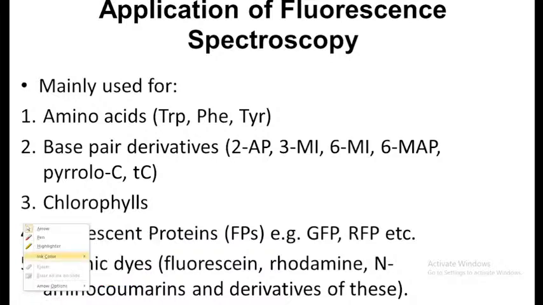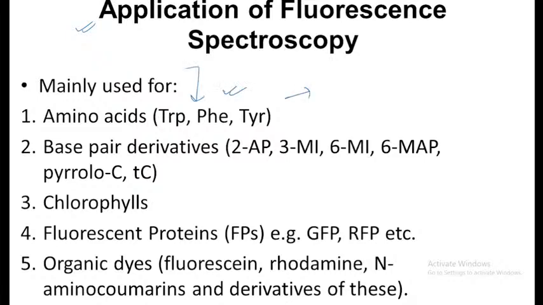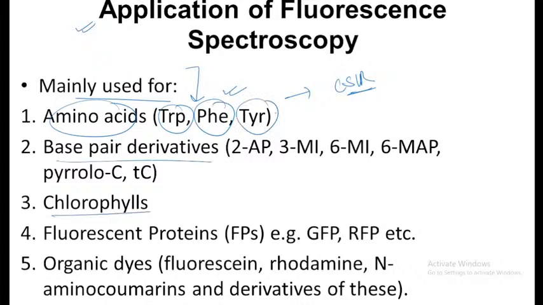So just a second, yeah, talking about the applications of fluorescence microscopy. They are mainly used for, now remember about this thing, very important, time and again it gets repeated in the CSIR. It is mainly used for the amino acids tryptophan, phenylalanine and tyrosine, base pair derivatives, chlorophylls, fluorescent proteins, and for the organic dyes. Please remember all these things, very important.